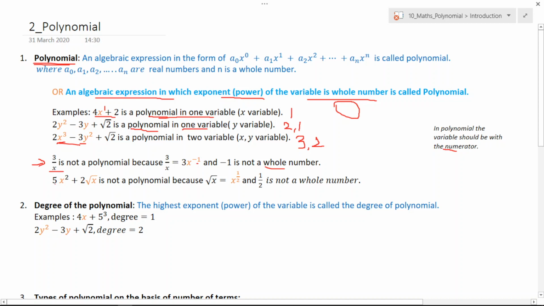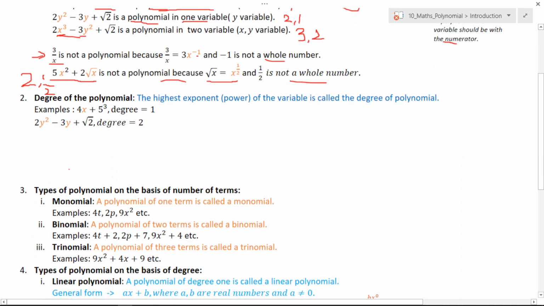Next example is 5x square plus 2 root x, and it consists two terms, both variable terms. In first term, power of the variable is 2, and in second term, power of the variable is 1 by 2, because instead of root x we can write x raised to power 1 by 2. So power of the variable of second term is 1 by 2. Since 2 is the whole number but 1 by 2 is not a whole number, so 5x square plus 2 root x is not a polynomial.